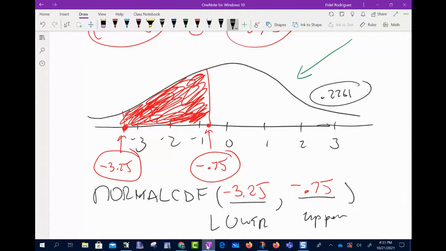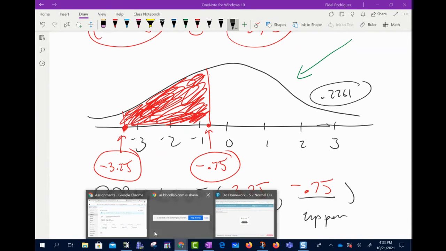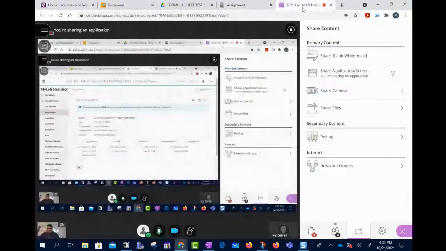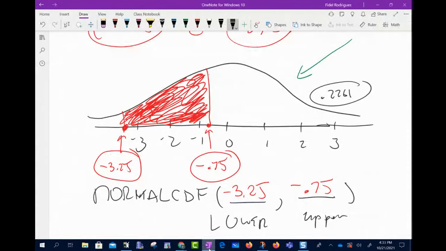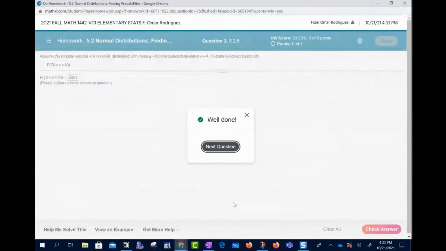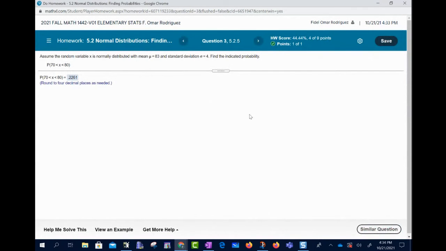But let me ask you all a question. Do you find the picture is helping you as I'm drawing it out? Okay, I heard something in the chat. Let me see if I can find it. Yes, okay, good. So yeah, the picture is super, super helpful in me trying to figure out how to do these problems. Okay, so that was a problem out of 5.2.